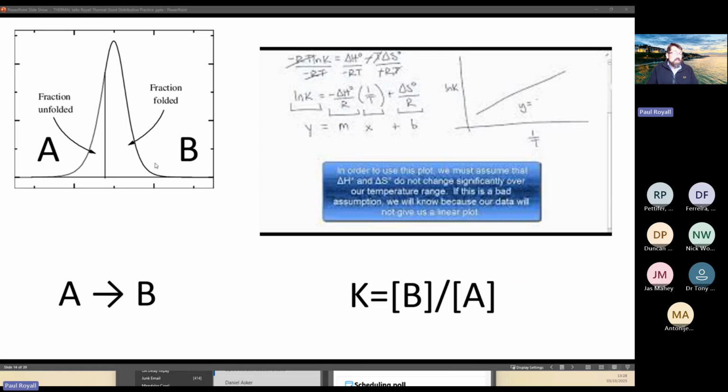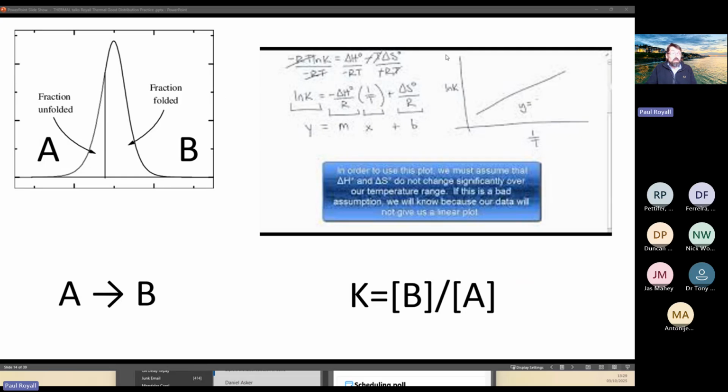And so if I take a ratio of the area at the end of the peak at different points, it'll give me how much A and B is present, and I can get the equilibrium constant. And if I get the equilibrium constant, then I've got a ratio of how much of A and B is present. That equilibrium constant, of course, is changing as a function of temperature.